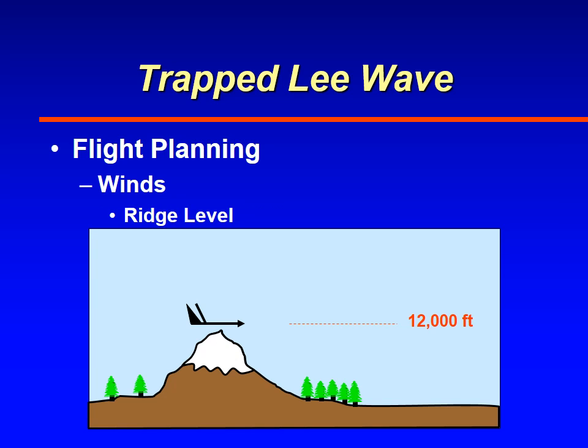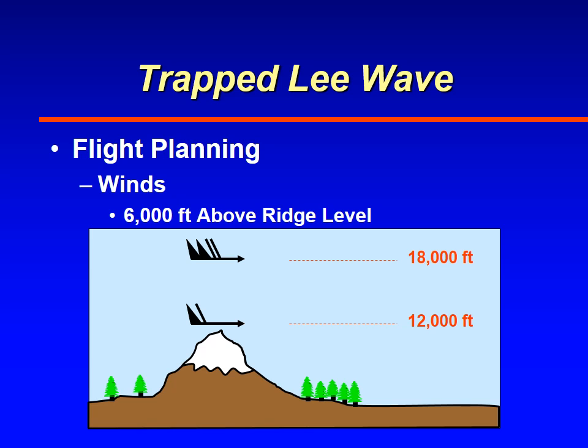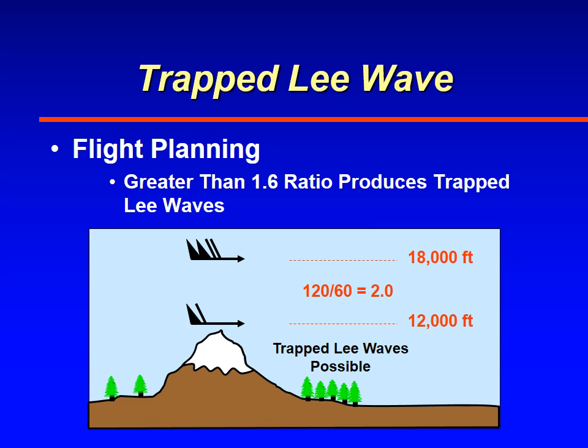But like we did with the vertically propagating wave, you can do a calculation, and that is the 1.6 rule, where you look at the winds at the ridge level. In this case, we have 60 knots at 12,000 feet, and then go 6,000 feet above that. Here you have 120 knots at 18,000 feet. And take the ratio of those two. So here you're dividing 120 by 60, that gives you 2, and 2 is greater than 1.6, and it'll produce trapped Lee waves. Remember, trapped Lee waves means you have strong shear, and vertically propagating waves means that you have weak shear.